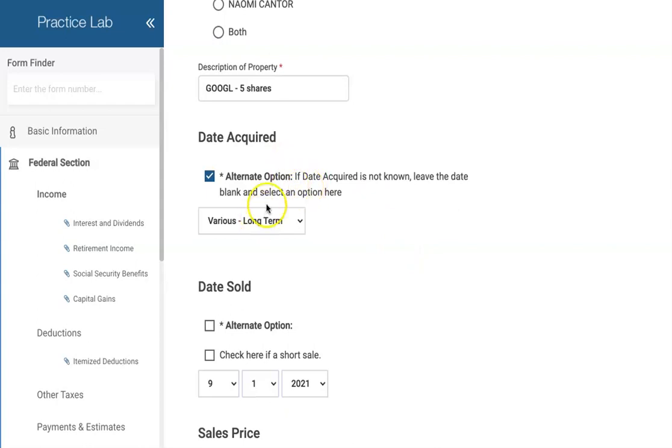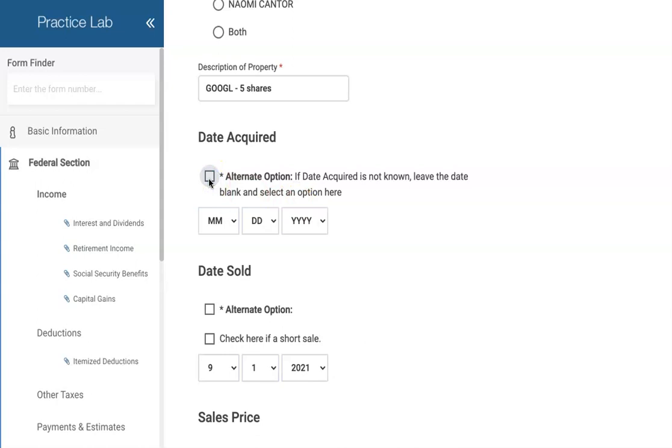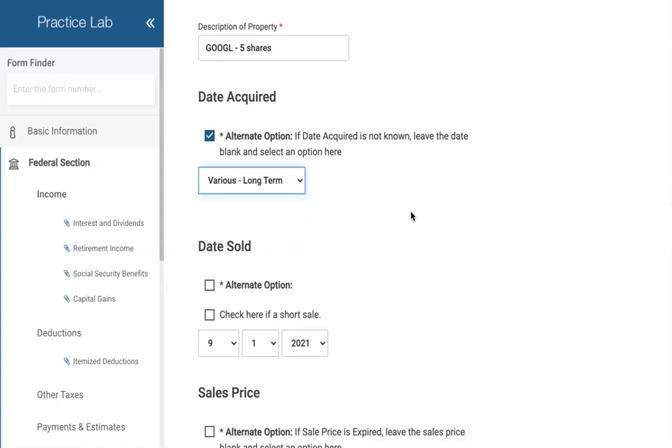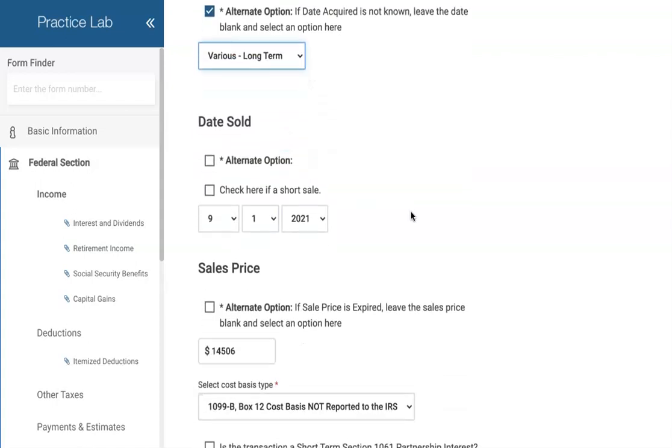This is critical. Alternative option, rather than putting in the date. If you put the date sold in, which is in March, you're going to have TaxSlayer insist this is a short-term transaction. It is not. It is a long-term transaction. So you tell it it's a long-term transaction, which has very different tax consequences, favorable to the taxpayer if it's long-term. And it sounds, yes, odd that it says various long-term. Various implies multiple transactions, but that's the only way you can force it into long-term.